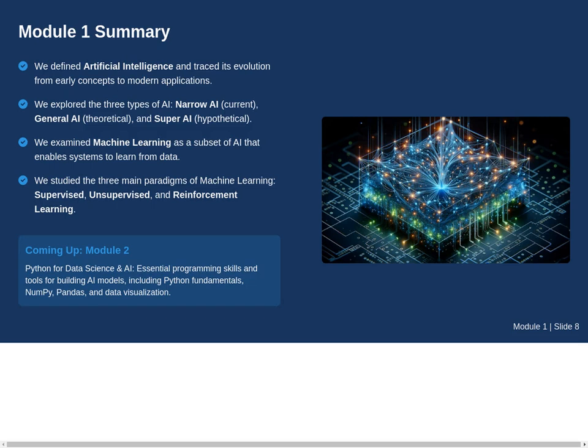We've covered a lot in this first module. Let's summarize what we've learned. We defined artificial intelligence and traced its evolution from early concepts to modern applications. AI refers to the simulation of human intelligence in machines, and its history spans from philosophical inquiries to today's advanced systems. We explored the three types of AI: narrow AI, current, general AI, theoretical, and super AI, hypothetical. Understanding these distinctions helps set realistic expectations about AI capabilities.